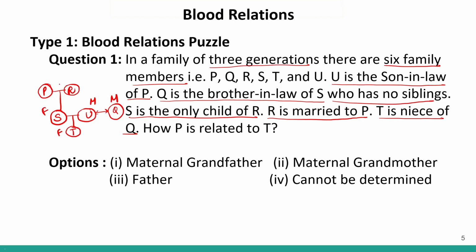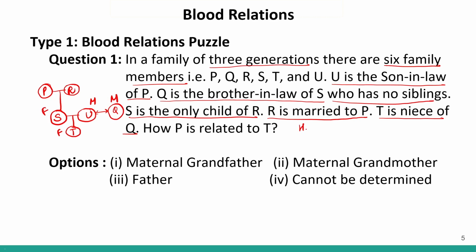So now the relationship of P and R is not given to us. The genders of P and R are not given to us. The relationship is given, they are spouses, but the gender of P and R is not given to us. This much information we can draw based on the data that is given in the question. Now let us look at the actual question. The question asks how P is related to T. So we have to find the relationship between P and T. If I look at this image, P's gender is not known.